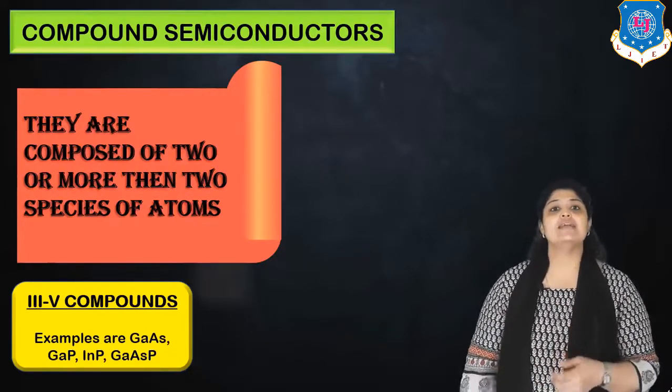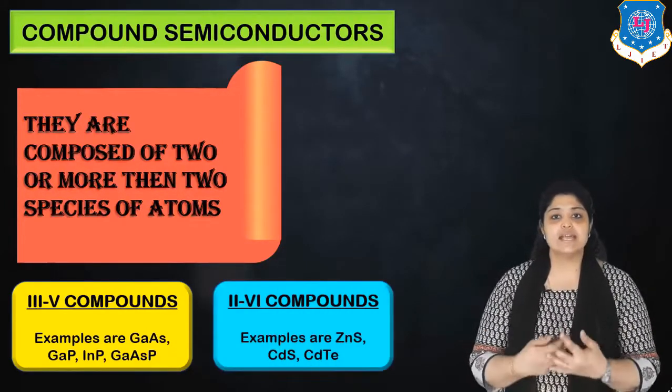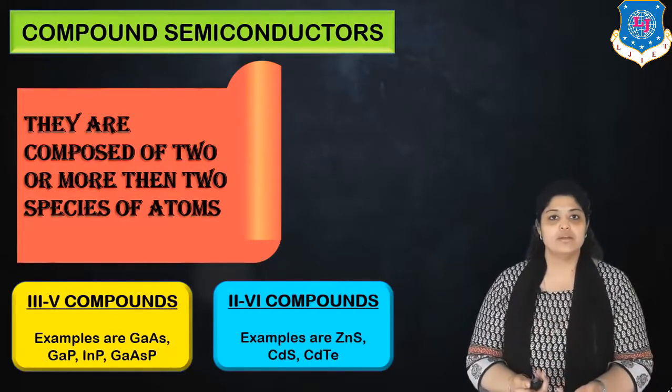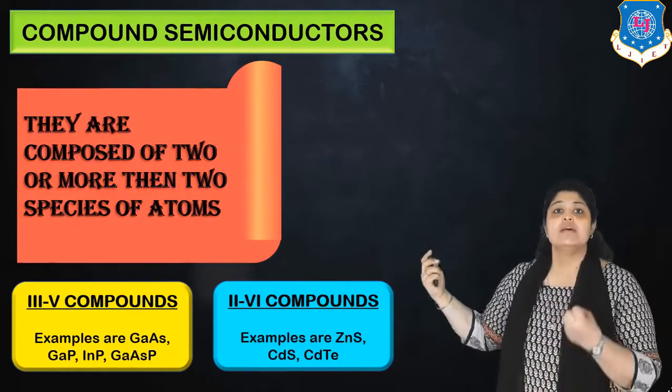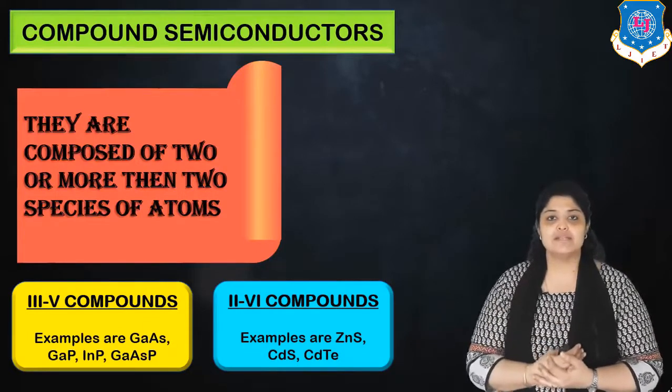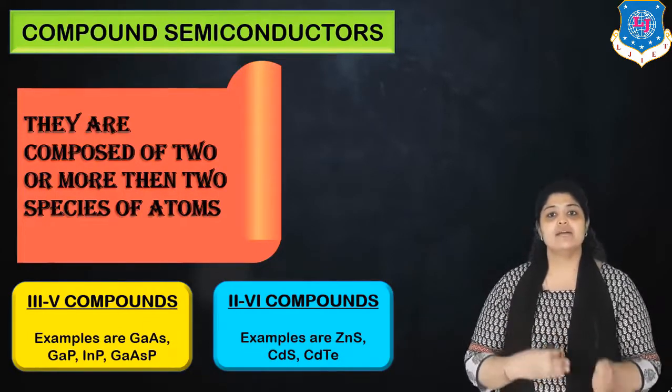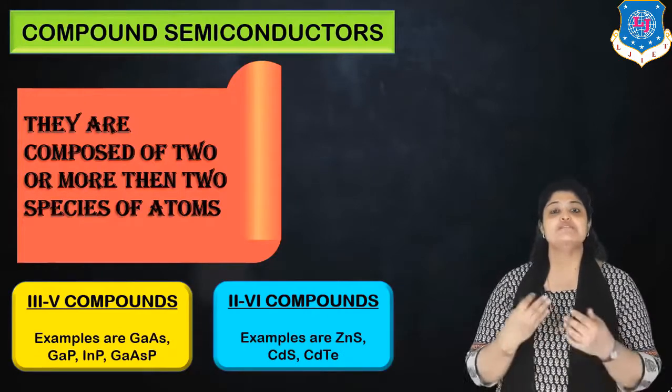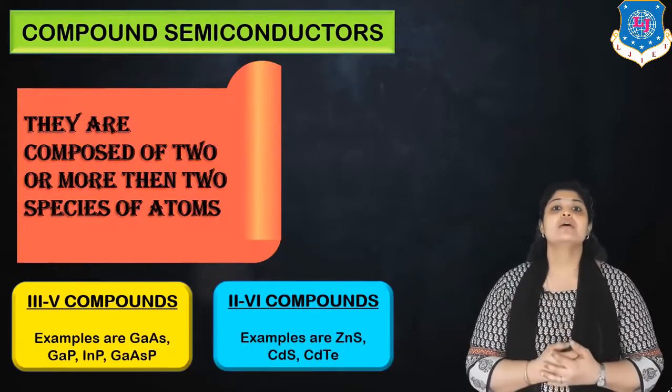And the second category of compound semiconductors is 2,6 compounds. 2,6 compounds are formed by group 2 elements and group 6 elements. Some examples of them are zinc sulfide, cadmium telluride.